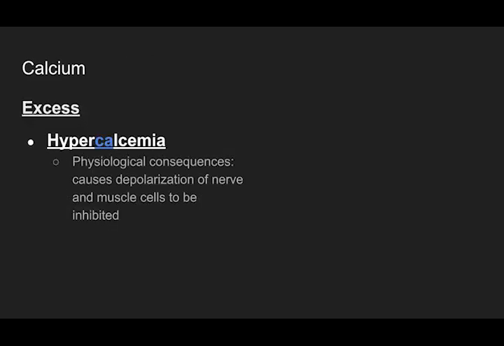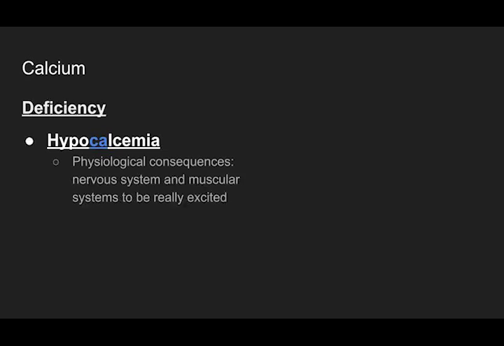Excess calcium is hypercalcemia, and the physiological consequences of that are that it can cause depolarization of nerve and muscle cells to be inhibited. Deficiency of calcium is hypocalcemia, and those consequences are that the nervous system and muscular systems seem to be really excited.